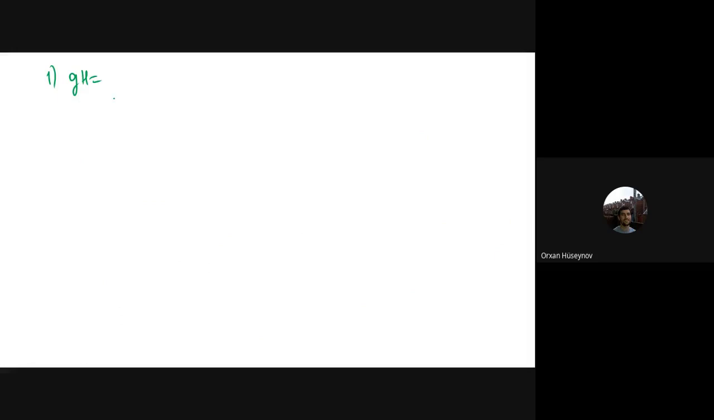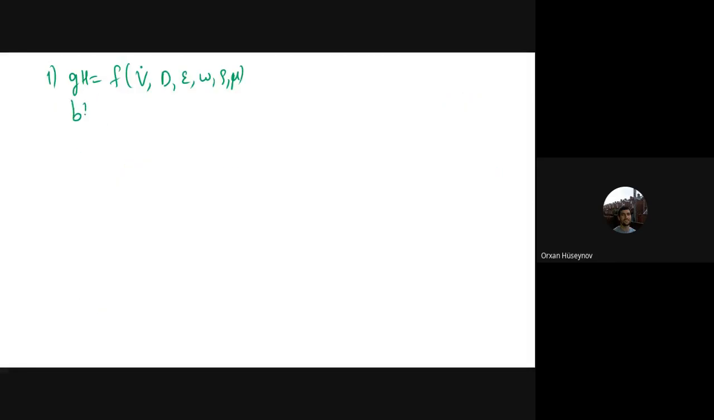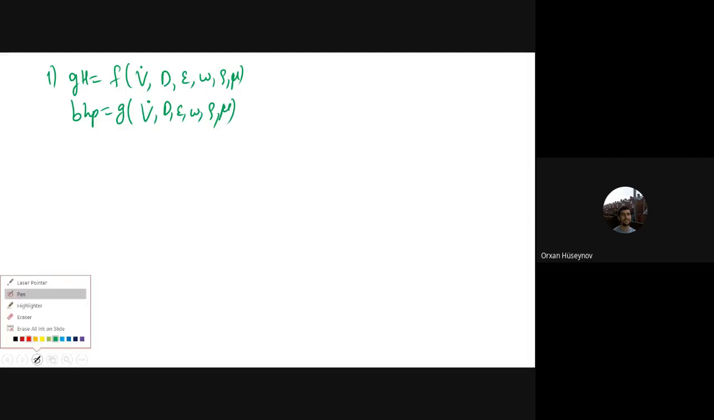Now let's write this as a function of V dot, the diameter, epsilon, omega, rho, and mu. This is for the GH. The BHP is also the same function of the same variables but a different function: V dot, diameter, epsilon, omega, rho, and mu. Now I will not do all of the steps, just some of them, but you can do the rest by yourself.